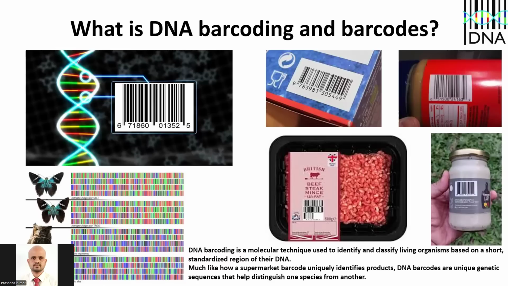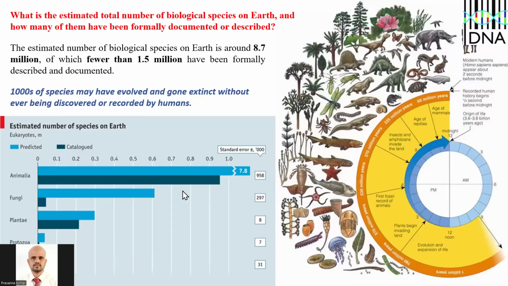So DNA barcoding is a molecular technique used to identify and classify living organisms, biological systems, based on a short standard region in their DNA. So basically, DNA barcoding is all about how to use a DNA sequence to identify an organism. Okay. So why is it needed? Why do we need DNA barcoding?